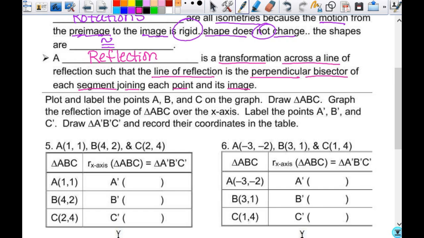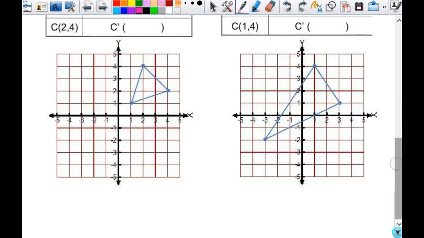So we're going to start here, and it says we're going to plot and label the points A, B, and C on the graph, draw ABC, graph the reflection image over the x-axis, label the points. Now, how do I say that right there? A prime. So this is A prime. It's not A apostrophe. A prime. So we label them A prime, B prime, C prime, draw the triangle, record the coordinates. Okay, so we're going to start with just looking at the graphs. We're going to ignore the table for a minute. I already have the triangles there for you, so all you need to do is label them, and when you're actually having to graph it yourself, label them as you are plotting them.